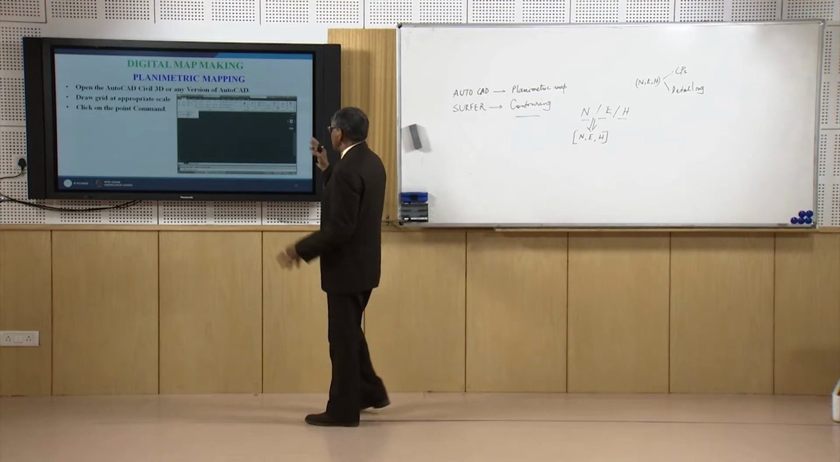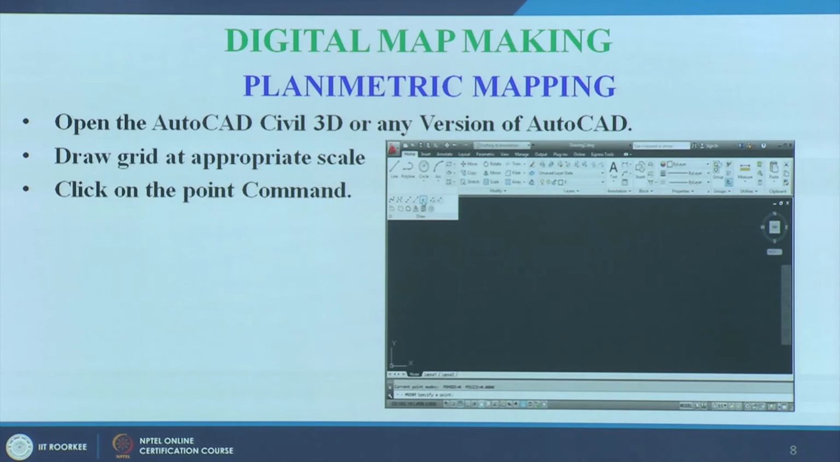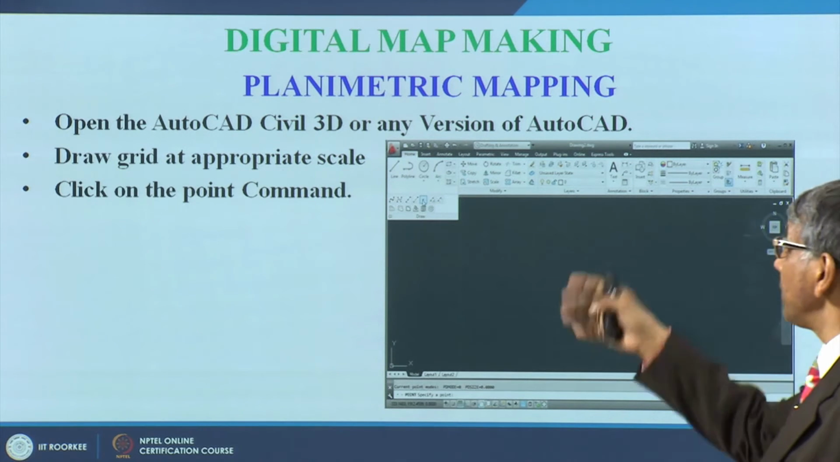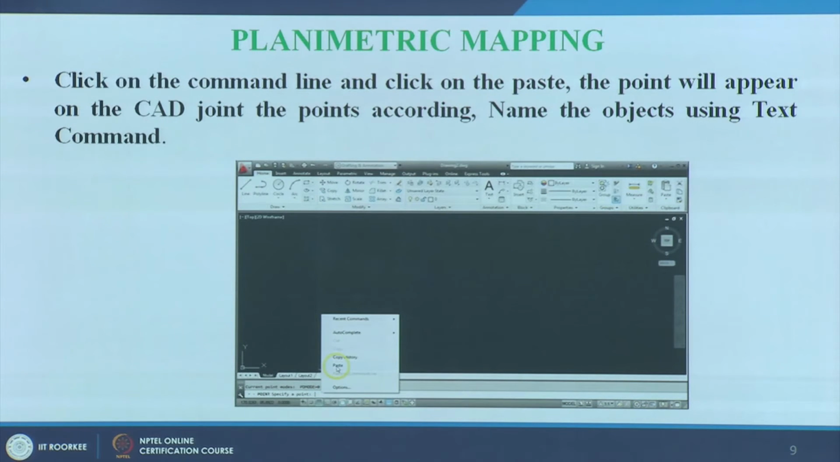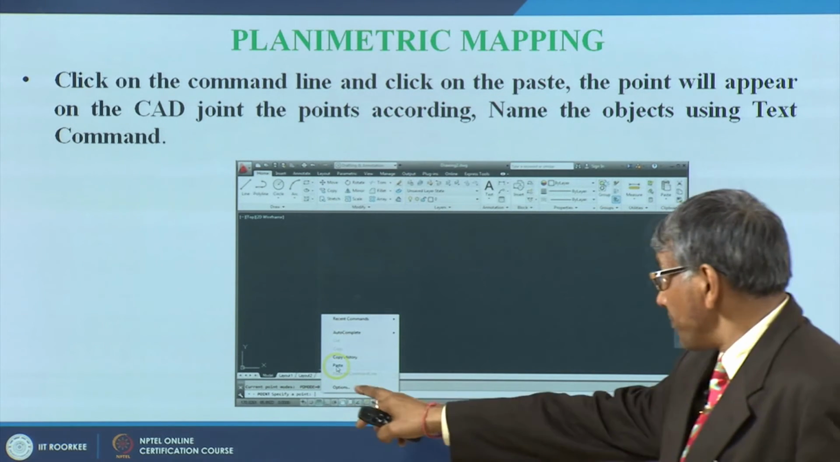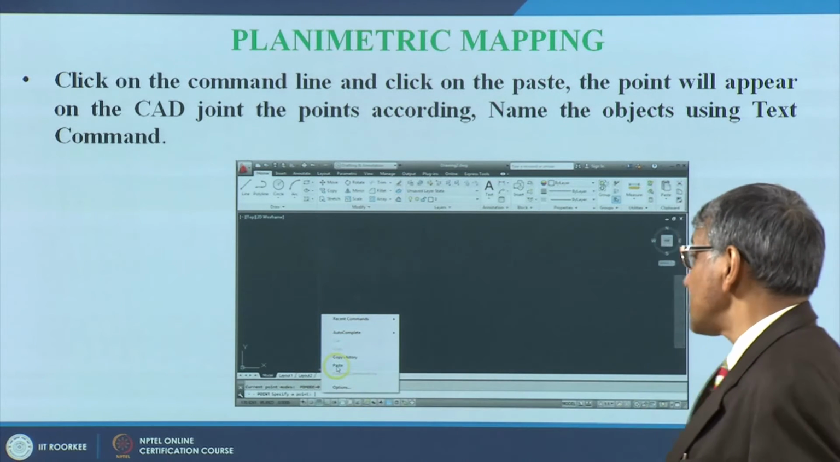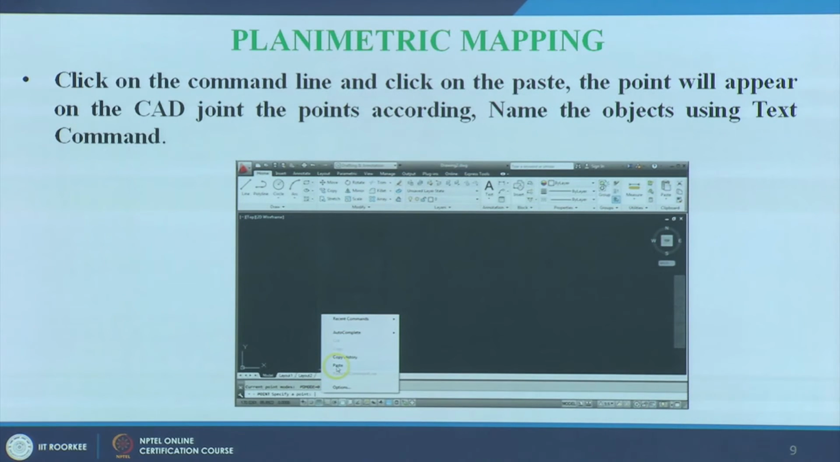So gridding and scaling has been done now. Then we should go for the click command. There is a command available in the software which is called point. So you click it, and then we should first select the control points from the file, and then we paste it.